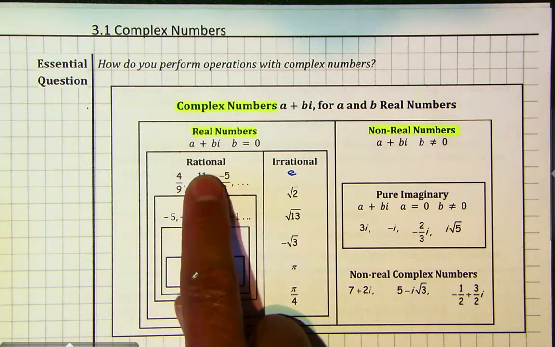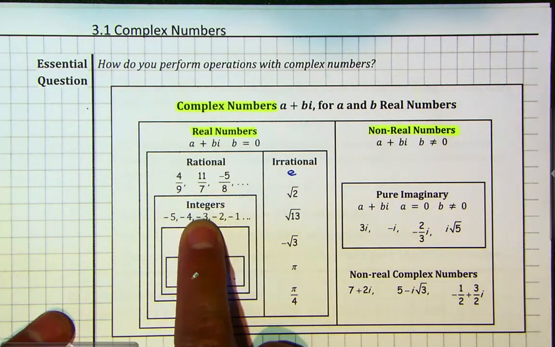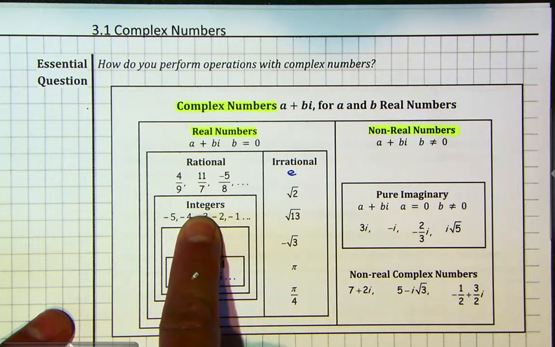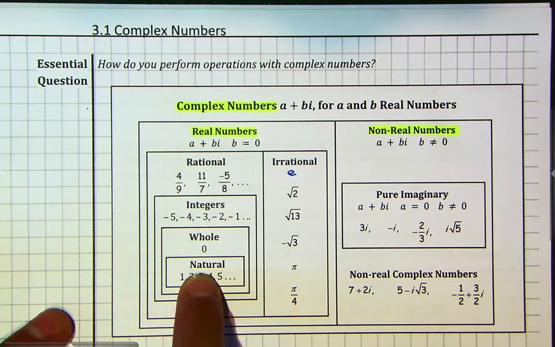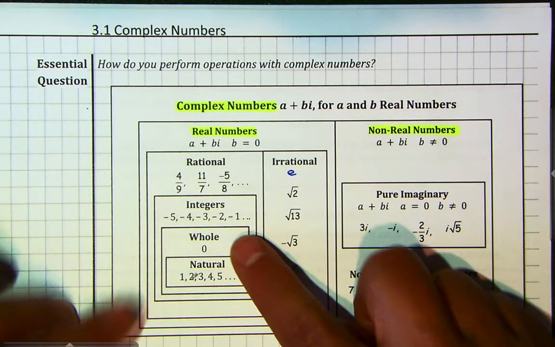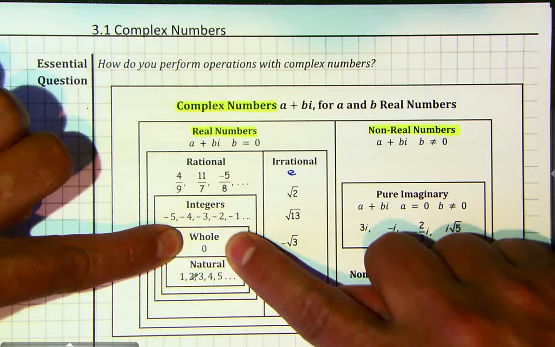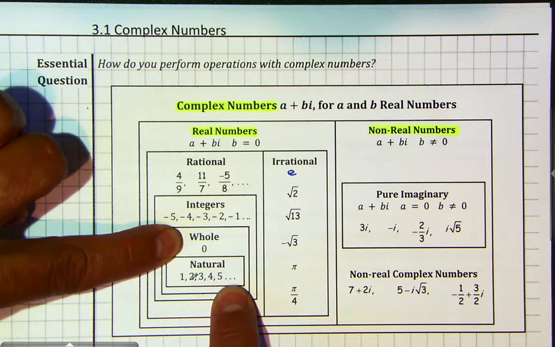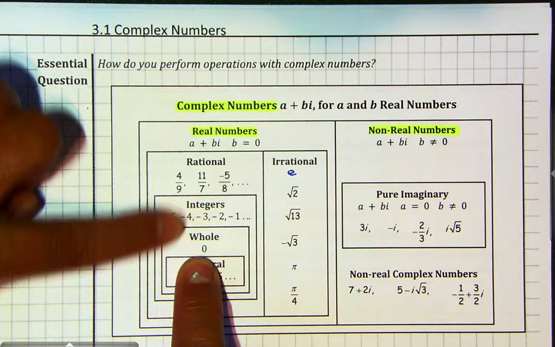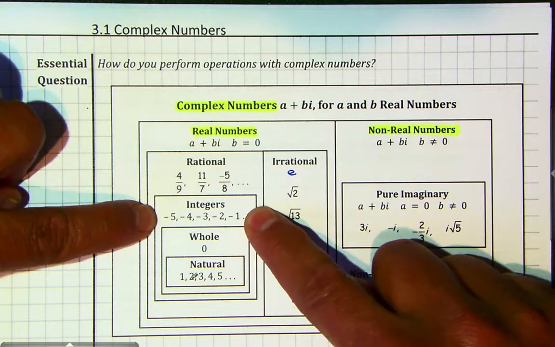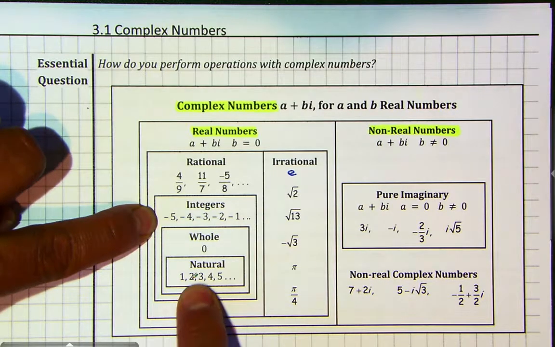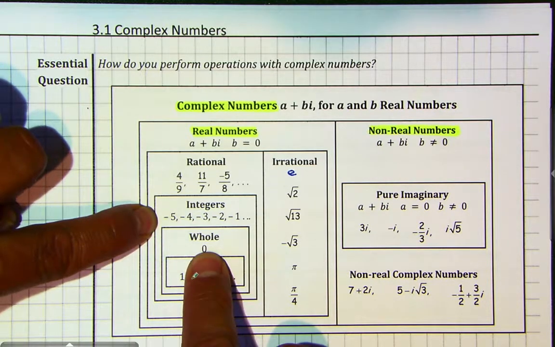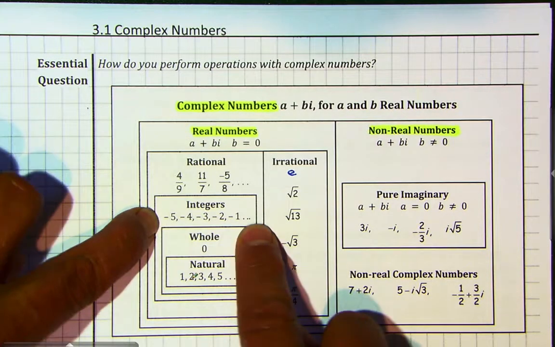Then within the rational numbers, we have integers. Within the integers, we have whole numbers. And within the whole numbers, we have natural numbers. So therefore, whole numbers are all the natural numbers plus 0. Integers are all the whole numbers, which include 0 and all the natural numbers, and any of the negative numbers.